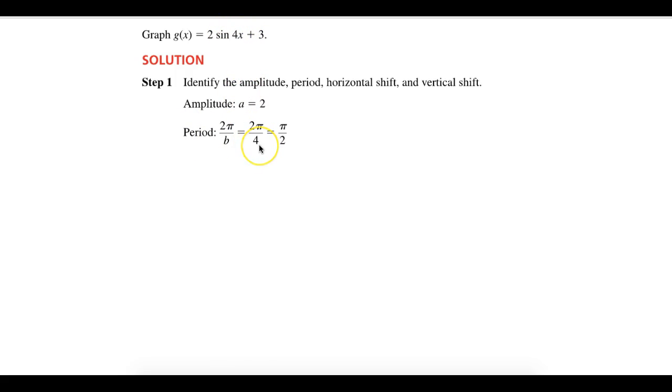Next, we don't have a horizontal shift. We're not subtracting or adding anything from x. And our vertical shift is 3. So that's going to be the midline of our wave. At y equals 3, that's going to be our midline. So we're going to go ahead and draw a midline. And we next need to find 5 key points.